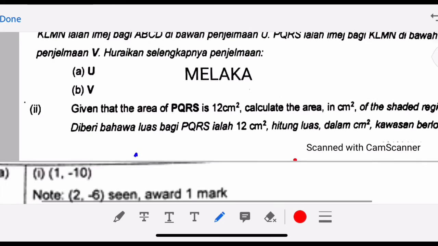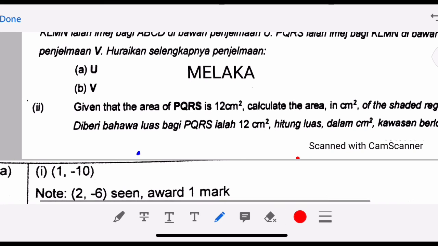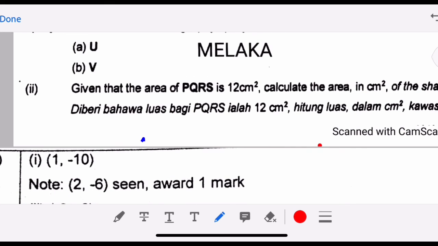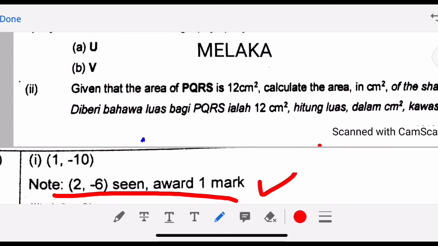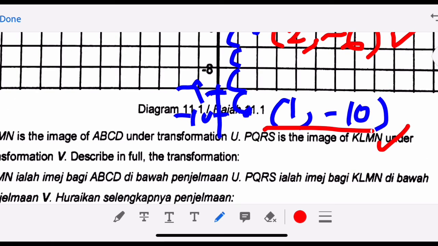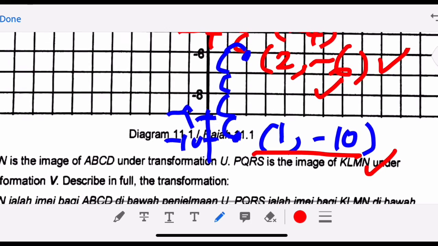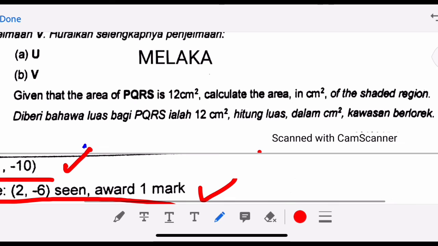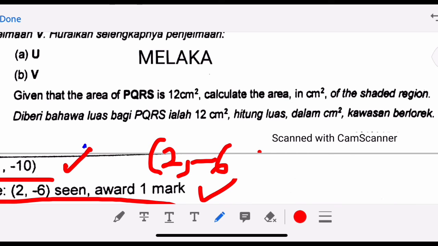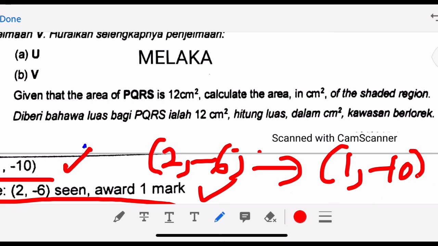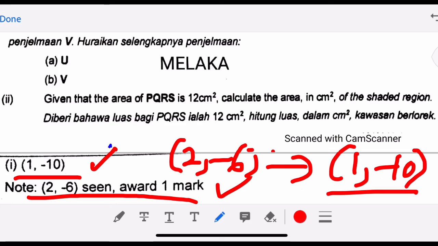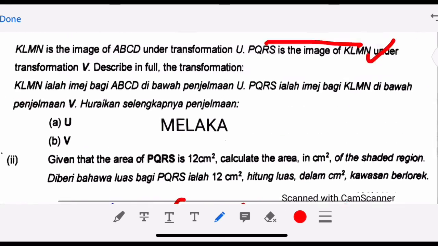In the SPM exam, they will give you 1 mark if they see (2, -6) here. Then the final answer is 2 marks. That means if your final answer is wrong, they will still give you this 1 mark. Okay, understand? So you better write down the answer like this: (2, -6), so that they can see it. Sometimes you work it out but never show (2, -6). Okay, this is the final image. Now we go to the next one.